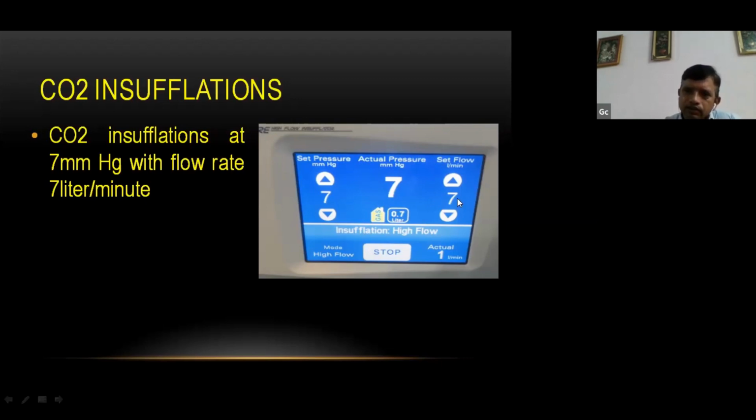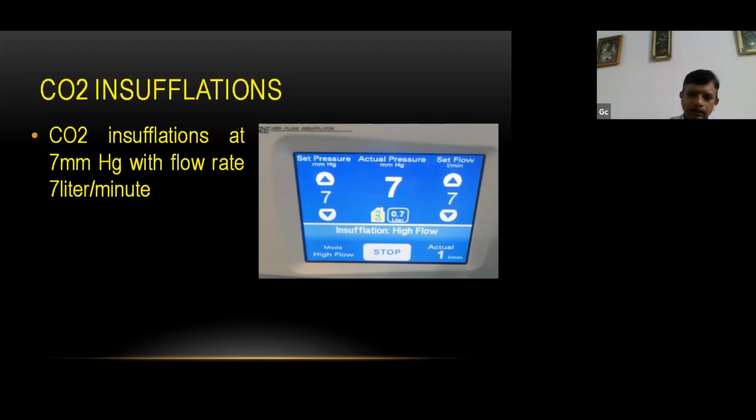Similarly, the flow: because we have to continuously release the gas, the gas change is very fast since it is a closed space, and we have to clear the fume. So I used to continuously release the gas slowly. What happens is it requires high insufflation flow, otherwise the pressure will not be maintained. But you cannot go to very high flow for a longer time.